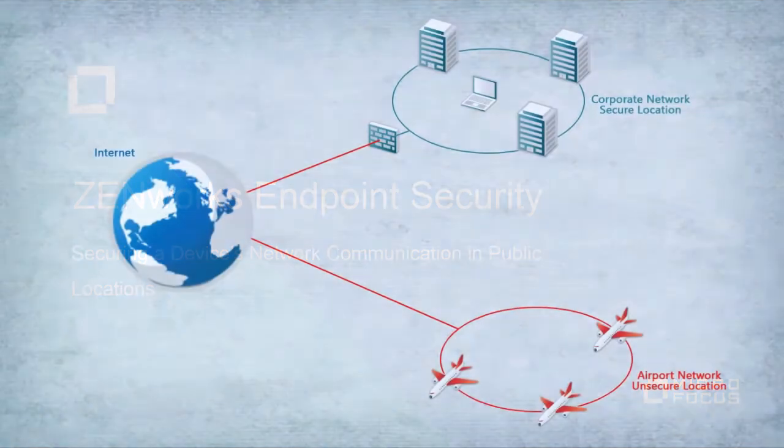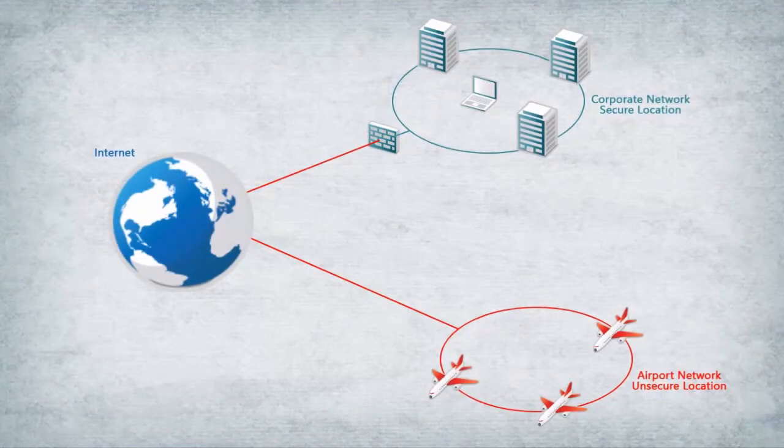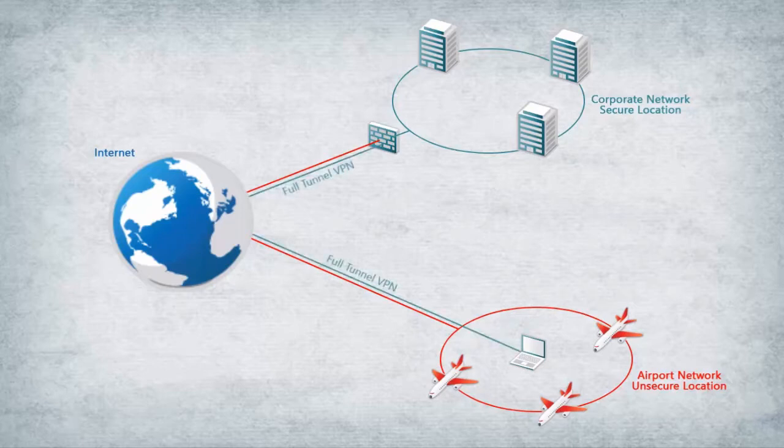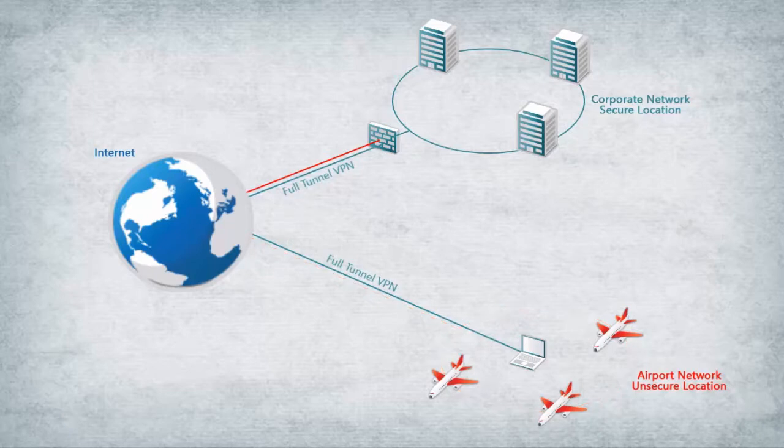When a device moves from a secure location such as your corporate office to an unsecure location such as a public airport terminal, ZENworks Endpoint Security can launch a VPN client on the device and apply a firewall that blocks everything except VPN traffic. This forces all network traffic through your private network, effectively applying your private network security measures to the device.